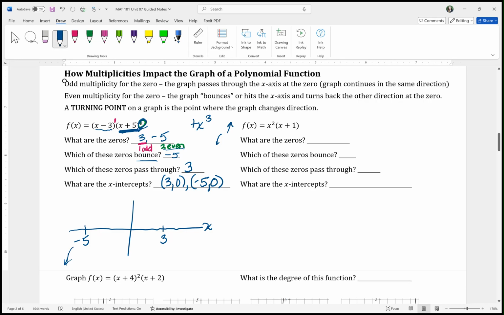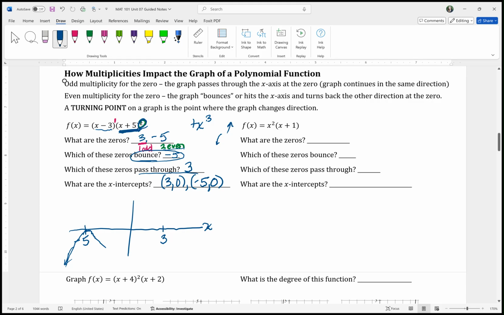And what's going to happen at -5? Well, this is telling us it's going to bounce. So that means it's going to hit -5, go the other direction. And then at 3, it's going to pass through. So it's going to go down, and it's at some point going to go back up and pass through 3. So that would be kind of what the graph looks like.